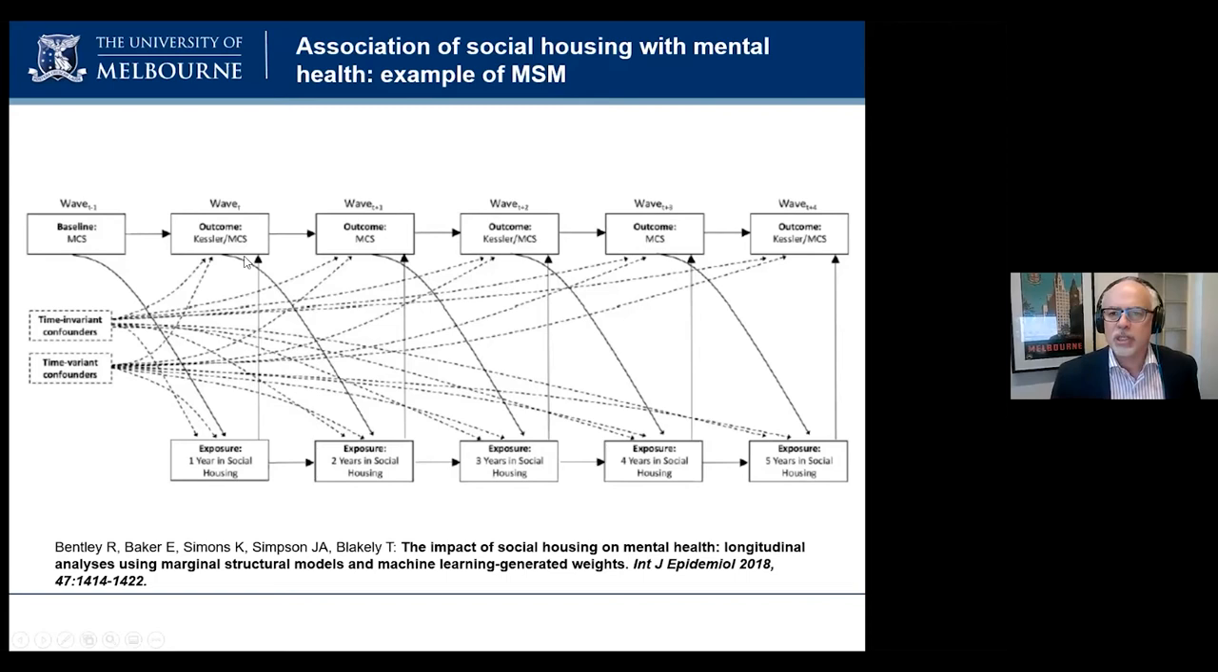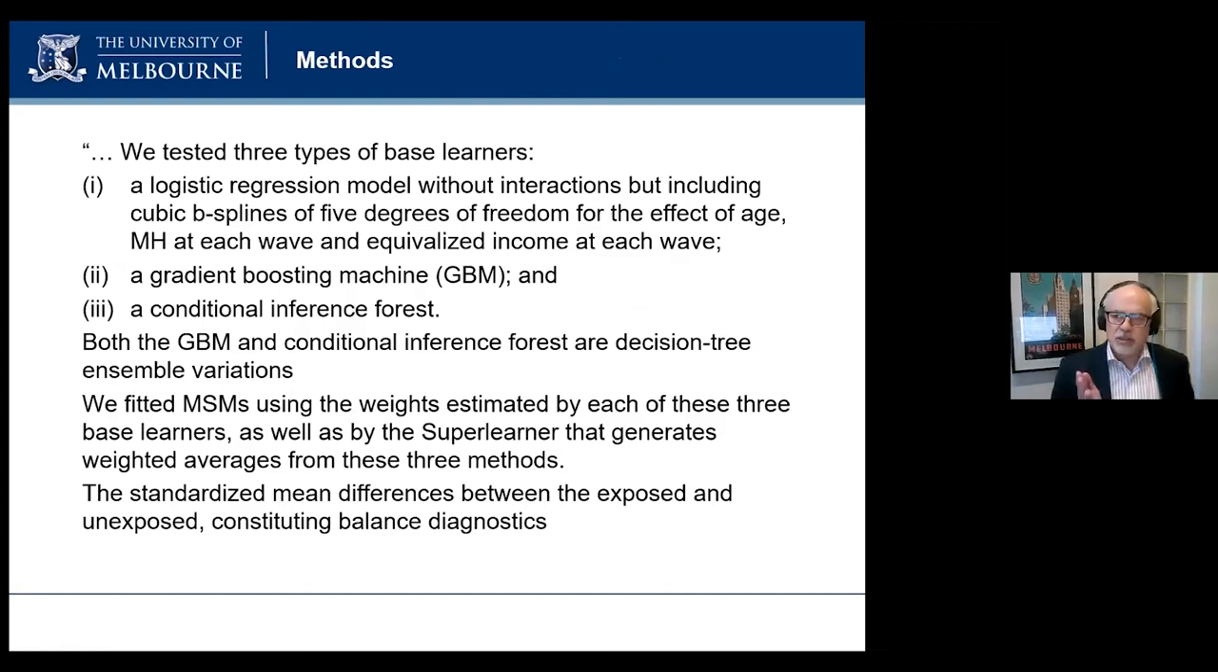So we actually tested, this is already pretty passé, pretty old school, because we did this analysis about 4 years ago, and I think things have moved on a lot. But for what it's worth, we tested three types of base learners: a logistic regression without interactions, but including cubic splines, and so on, a gradient boosting machine, a type of machine learning, and a conditional inference forest.